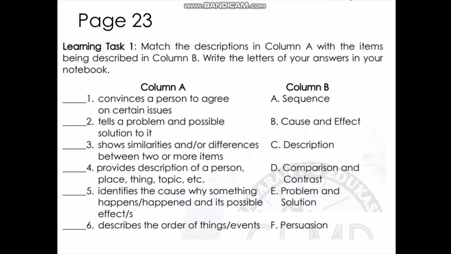F, persuasion? Number 5. It identifies the cause, why something happens or happened, and its possible effect or effects. So, is it letter A, sequence, B, cause and effect, C, description, D, comparison and contrast, E, problem and solution, or letter F, persuasion? Last, number 6, describes the order of things or events.